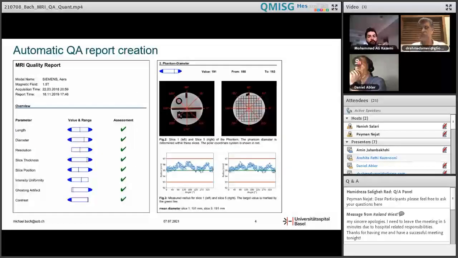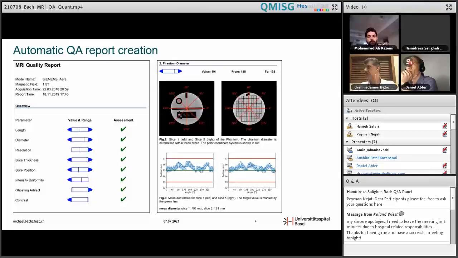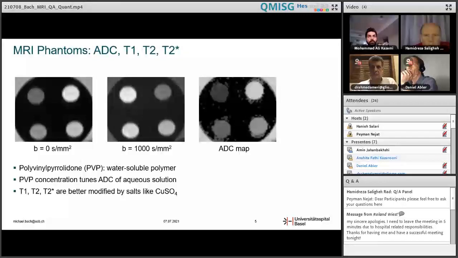We use the ACR phantom for regular quality assurance measurements and have developed a tool for the automatic analysis of phantom images and creation of a quality assurance report. So we simply upload the acquired images to our tool and get this report back, where we can see if all the tests are passed or if there are any problems with the machine. For diffusion or relaxation time measurements, a typical phantom would consist of different compartments with different ADC or relaxation time values.